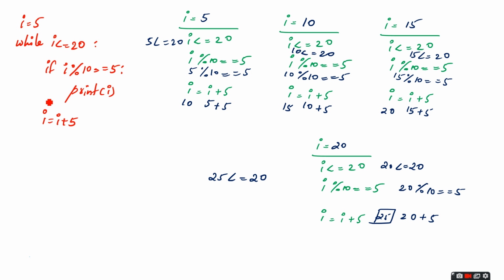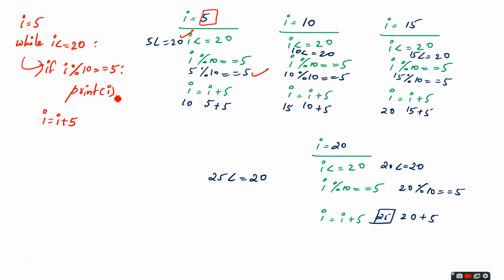Next question. I equal to 5. Then I less than or equal to 20. So the first value of I is 5 and we are checking the condition 5 less than or equal to 20, condition true. Then there is an if condition. If 5 mod 10 equal to 5. When 5 is divided by 10, the remainder is 5.